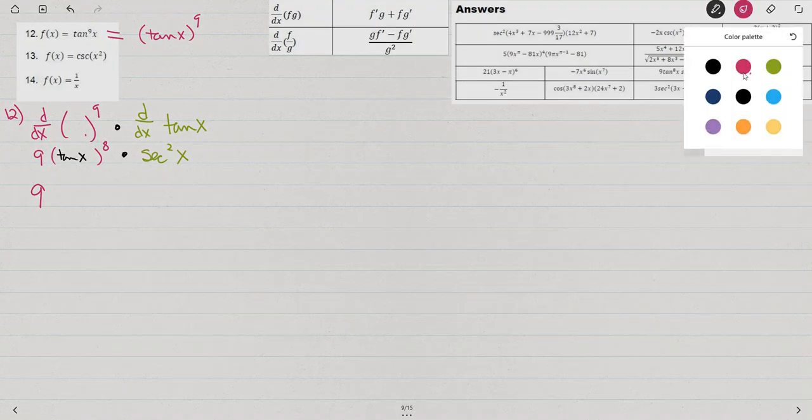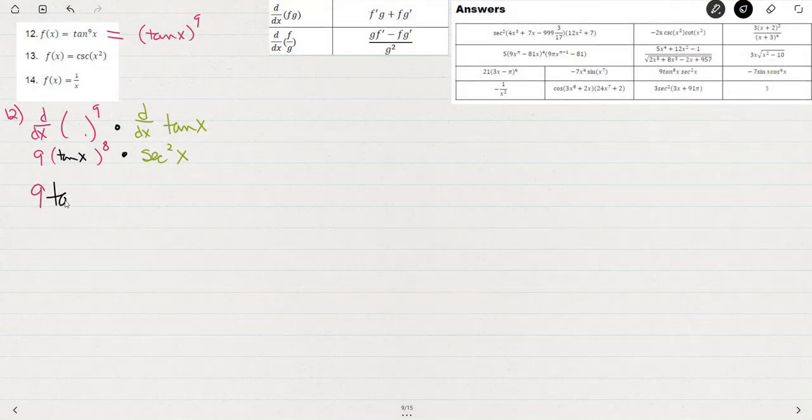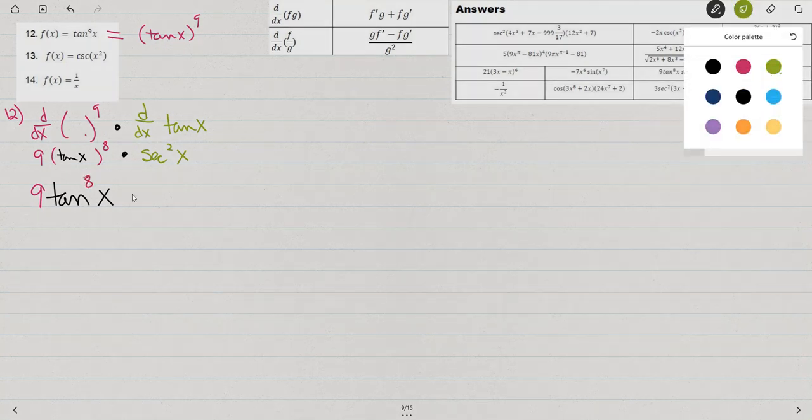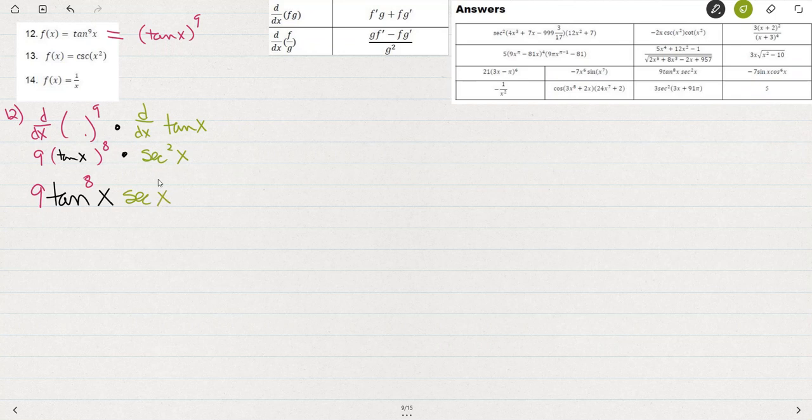9 times tangent of x to the 8th power times secant of x to the 2nd power. And you can find that answer here, right in the middle there.